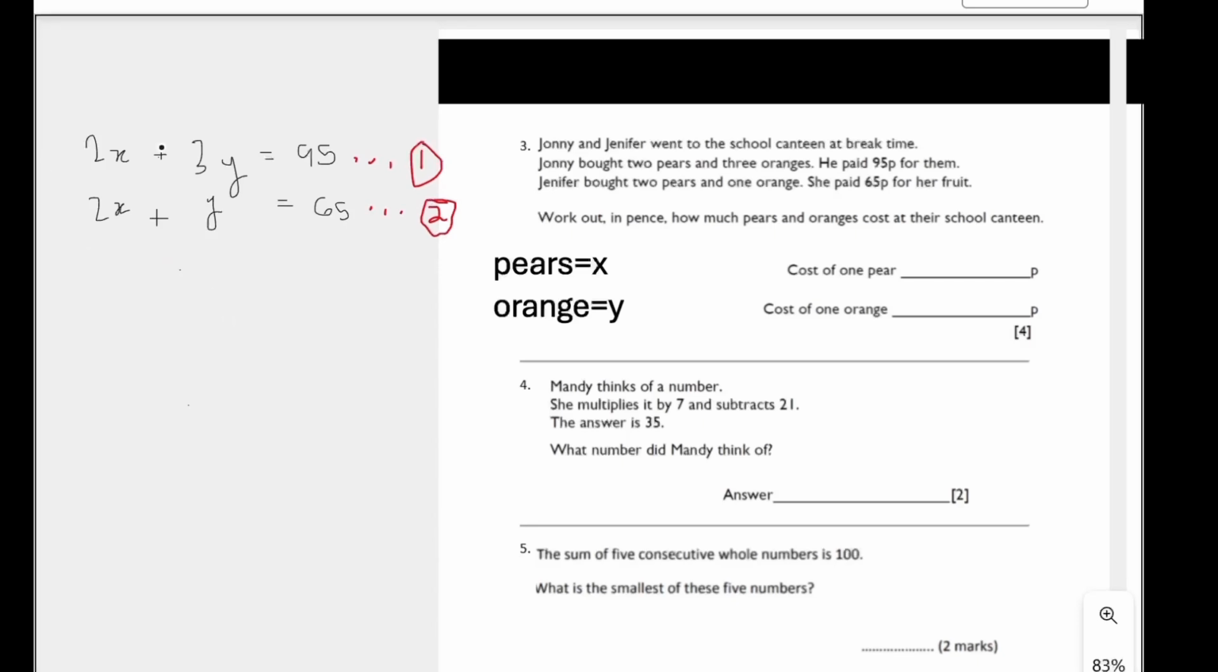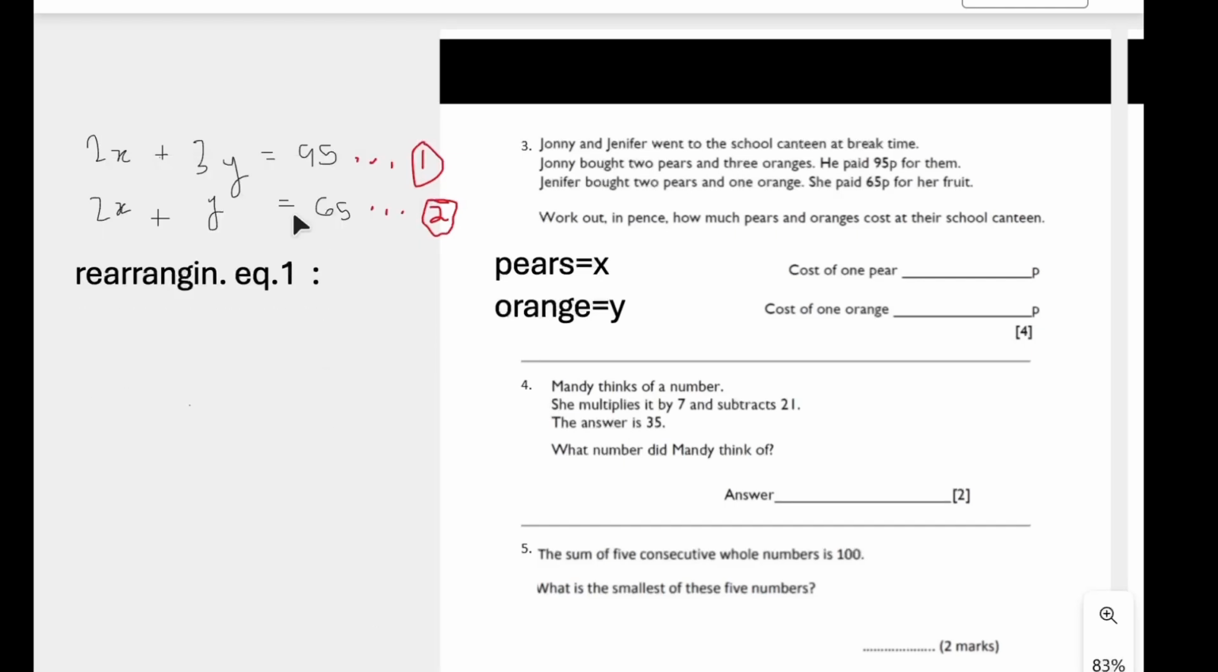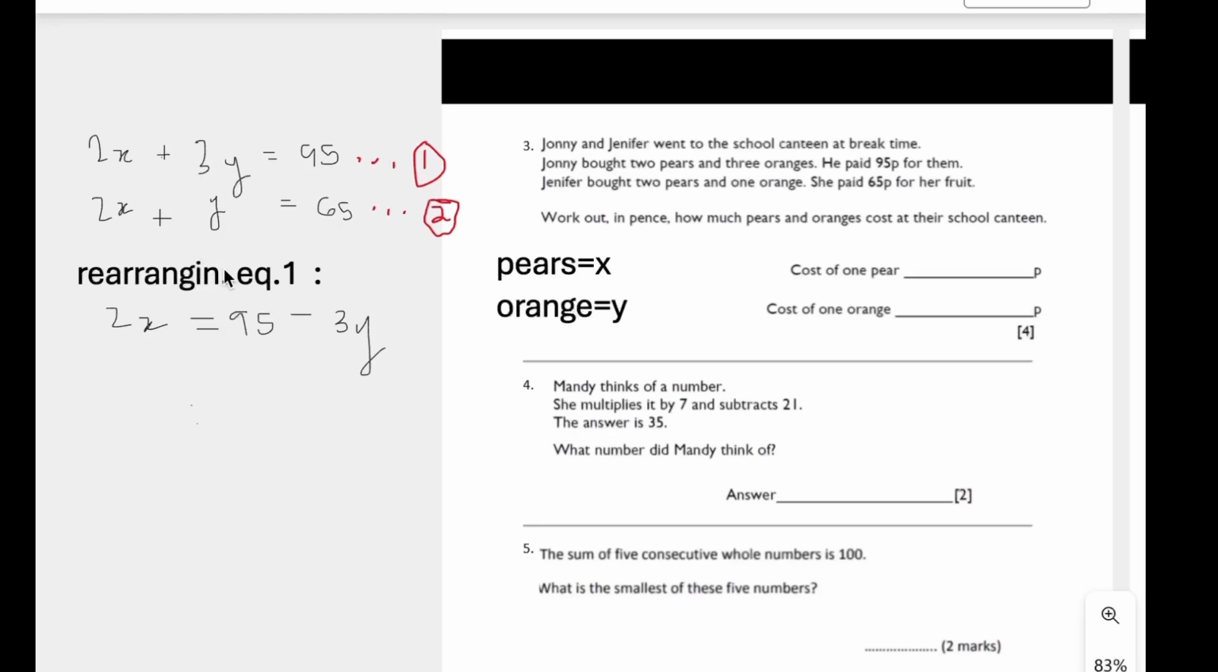So luckily, they've been generous enough to give us 2x in both equations, which means we can rearrange this 2x in terms of y. So let's write rearranging equation 1. We know that 2x is equal to 95 minus 3y. We subtracted 3y from both sides, and you'll see we got that from equation 1 over here. We just simply subtracted 3y and basically took it to the other side.